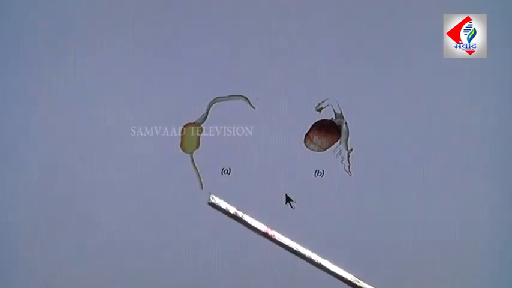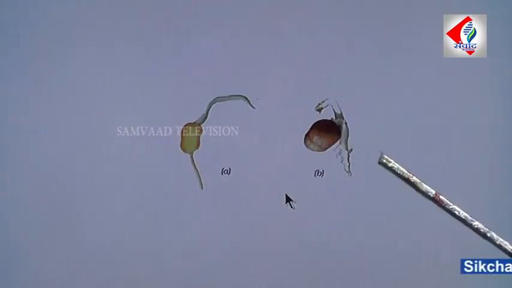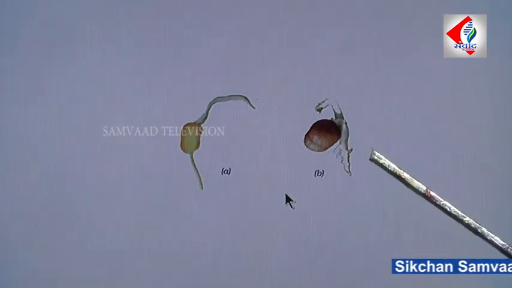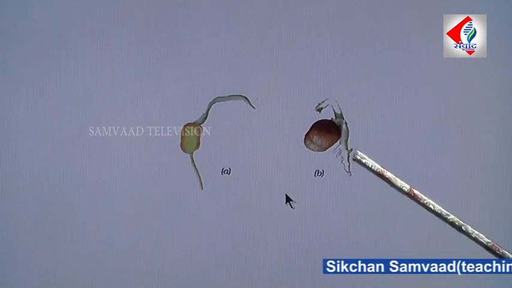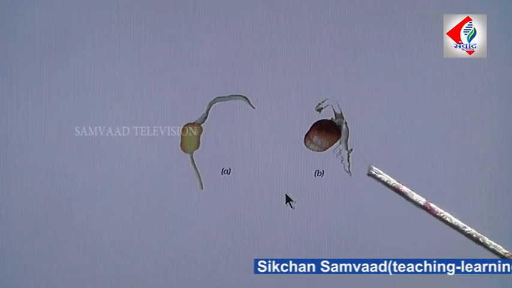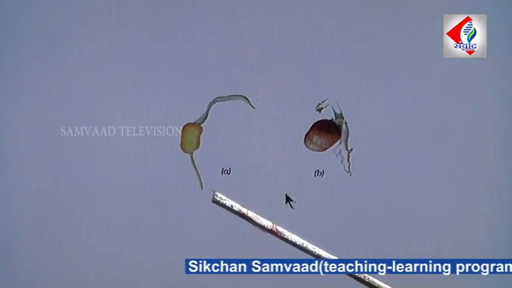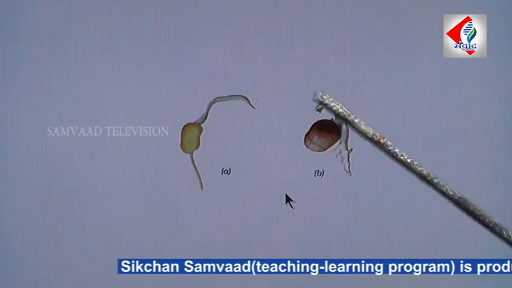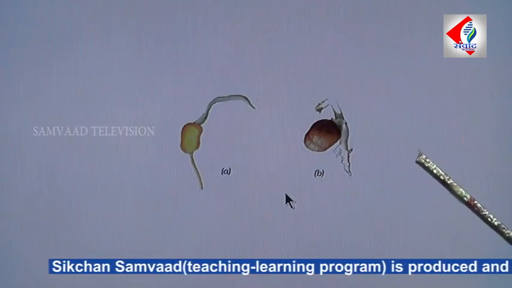So here you can see, this is a picture of a maize, and you can see a single root coming out. But here, what do you see in a gram? Yes, what can you see? You can see a root, and then you can see many small roots coming out. So this is an example of a fibrous root system. This is an example of a taproot system.